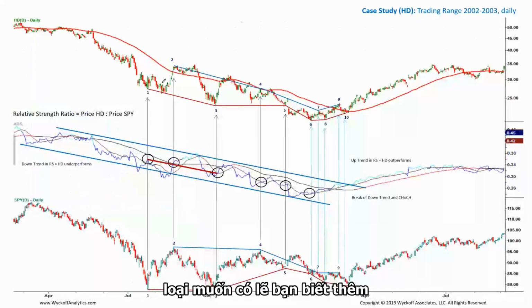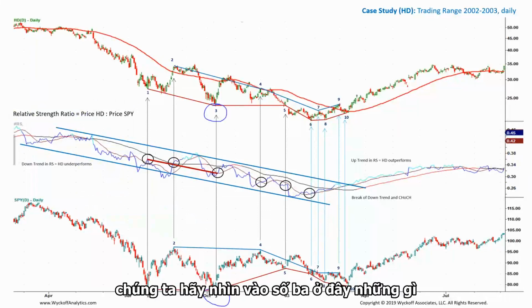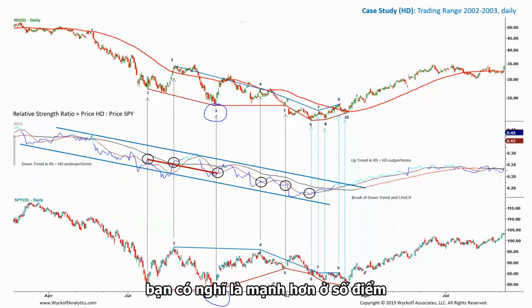Okay, well, we probably took a more difficult one. Adam, let's look at number 3 here. What do you think is stronger at point number 3, the stock or the market?